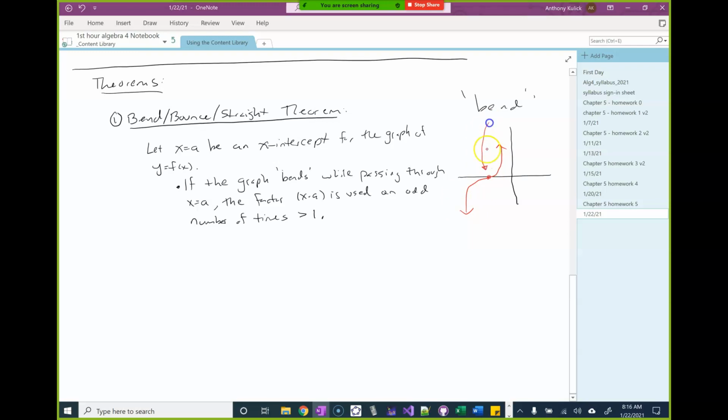You see how the graph is like curving one way, and then it hits the x-axis and starts curving the other way? That's kind of what we mean by a bend. Is everybody okay with that idea? It's mostly just a visual definition. I mean, we could give it a technical one, but it's not practical because all we're going to be using this for is looking at a picture.